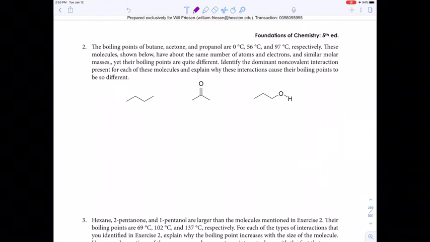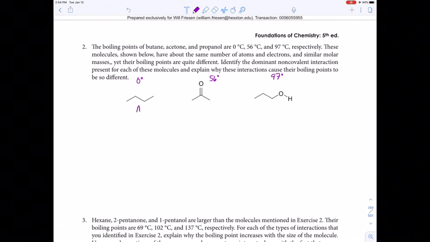We're going to do this one together, and then the next question is going to be your homework quiz that I'm going to have you upload to Moodle. The boiling points of butane, acetone, and propanol are 0 degrees, 56 degrees, and 97 degrees, respectively. These molecules, which are here, have about the same number of atoms and electrons and similar molar masses, yet their boiling points are very different. Identify the dominant non-covalent interactions present for each of these molecules and explain why these interactions cause their boiling points to be so different.